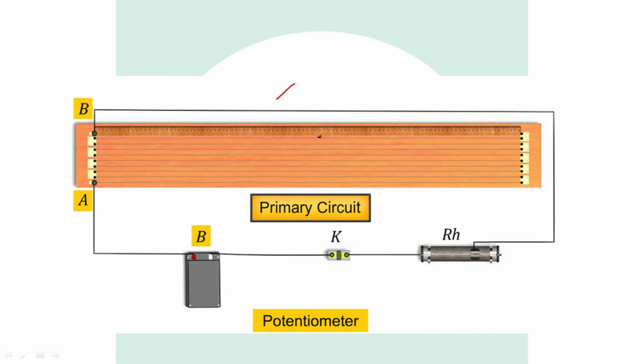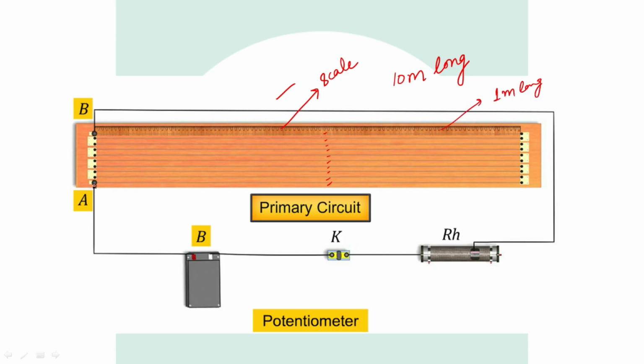Here, what is the length of the wire? 1, 2, 3, 4, 5, 6, 7, 8, 9, 10. Here, the length of the potentiometer wire is 10 meters long. And this is the scale. Every segment is 1 meter long.